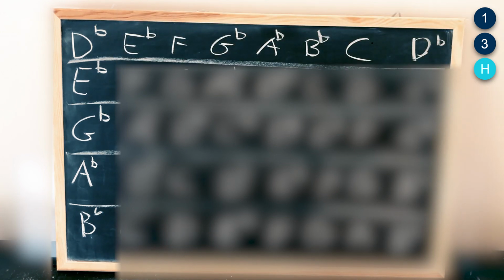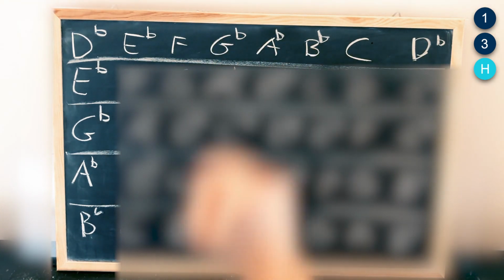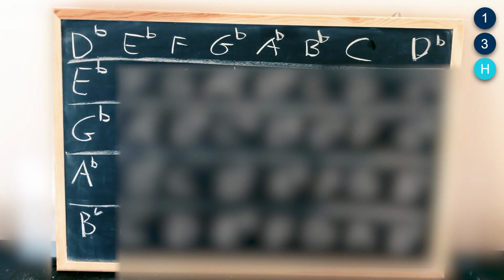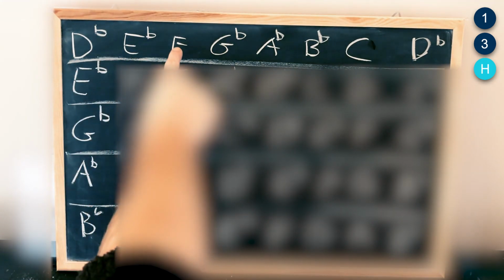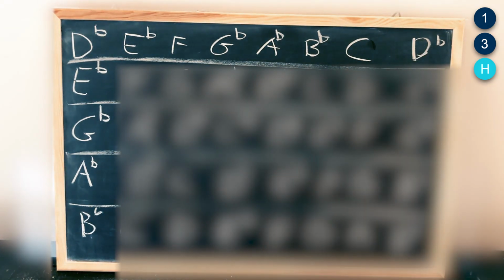Here we go. So the flats are in general a lot nicer to work with than the sharps when it comes to scales, because as you can see right here, we don't have any doubles yet. So D flat, E flat, G flat, A flat, and B flat, and then F and C are just regular notes, okay? So D flat, E flat, F, G flat, A flat, B flat, C, D flat.